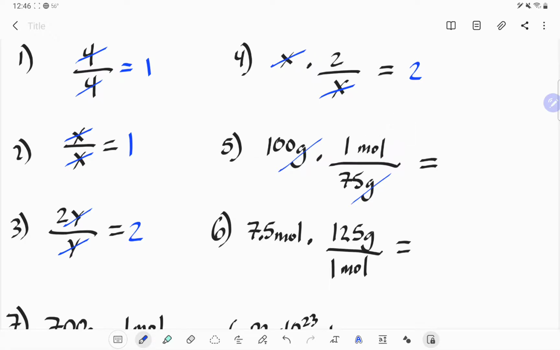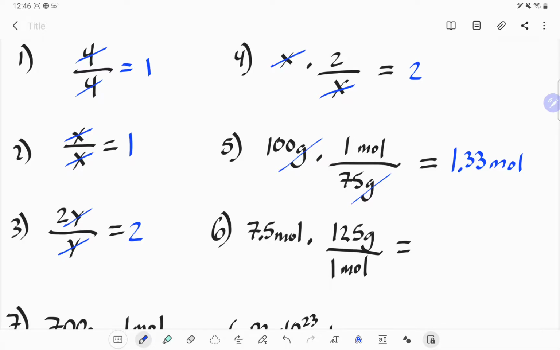So I'm going to type that into my calculator, and I get 100 divided by 75. I get 1.33. And what is the unit that's left over? Well, we have moles. All right, pause the video. Let's try number 6 on our own.